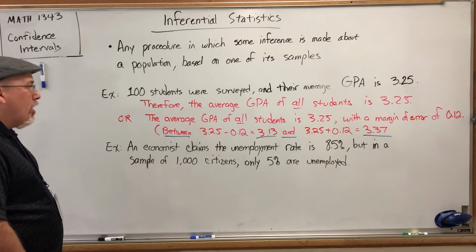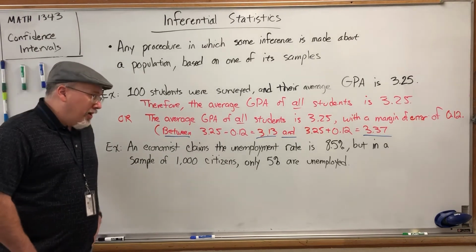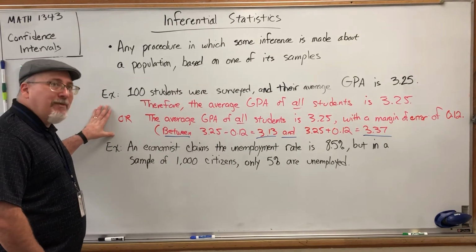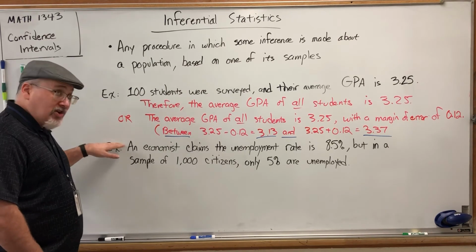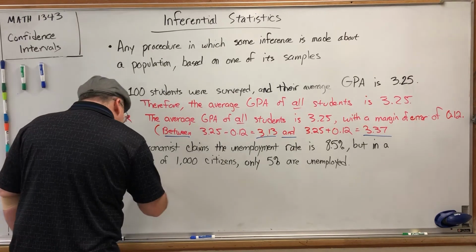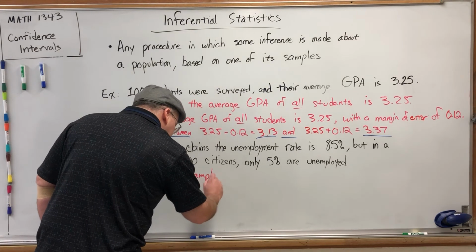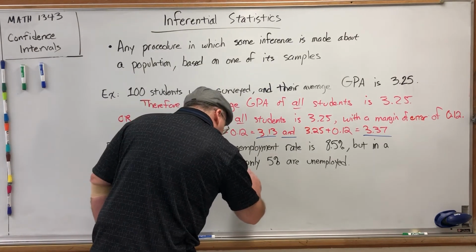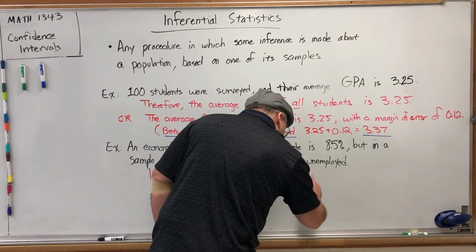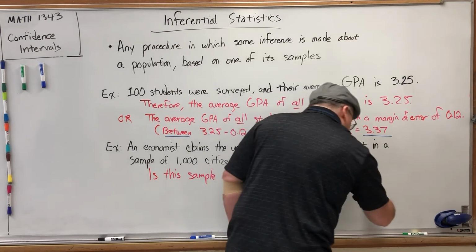So here we kind of already are saying something about a population, that 8.5% of them are unemployed. So we're not really doing the same type of thing that we did up here, which is estimating something about a population. We already have a claim about it. In this context, though, we would pose a question. The question would be, is this sample sufficient evidence to reject the economist's claim?